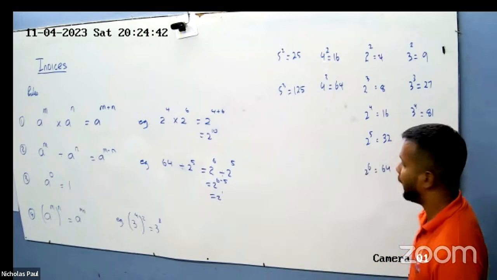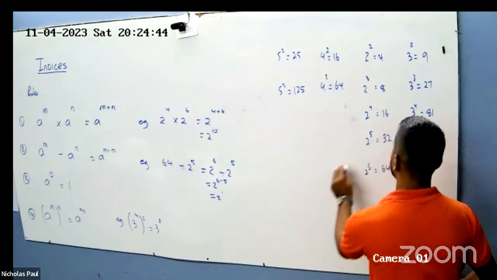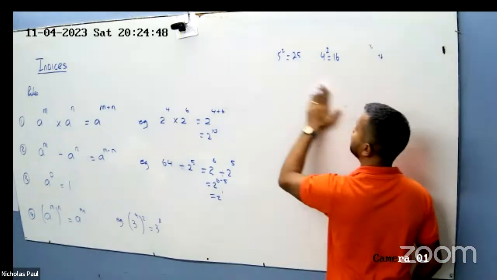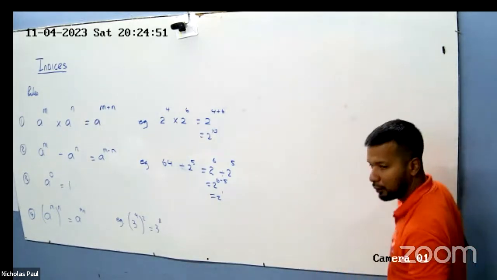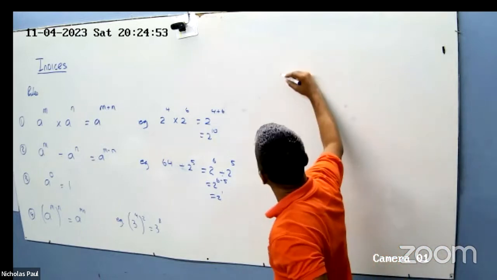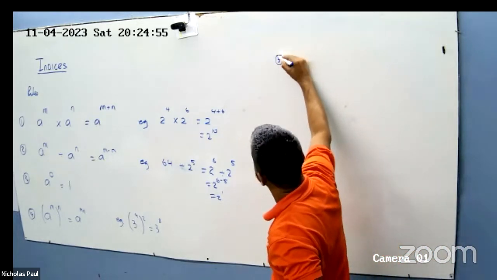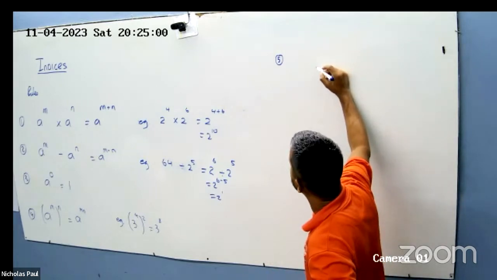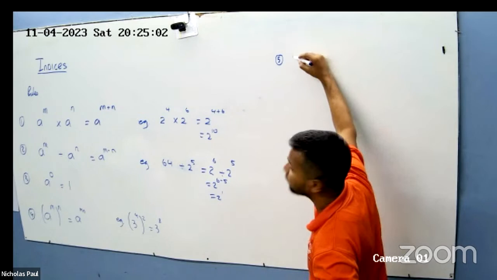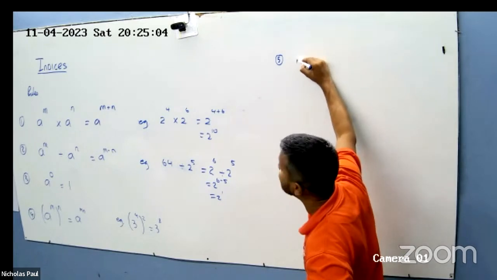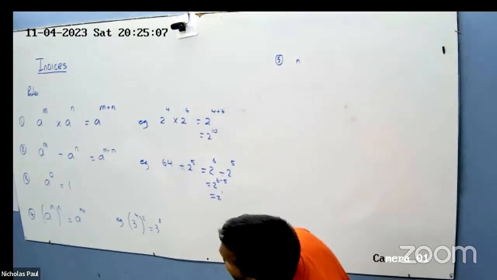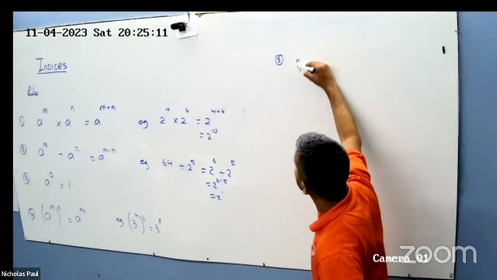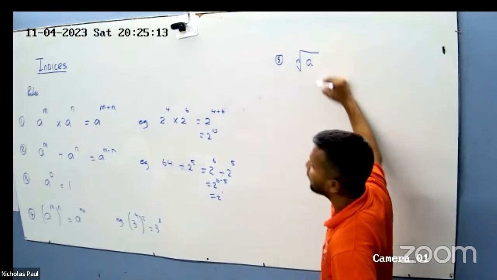All right. Let's continue. That's rule 4, and the rules I want to focus on today. Rule 5. If you have the nth root of A, how do we write that?